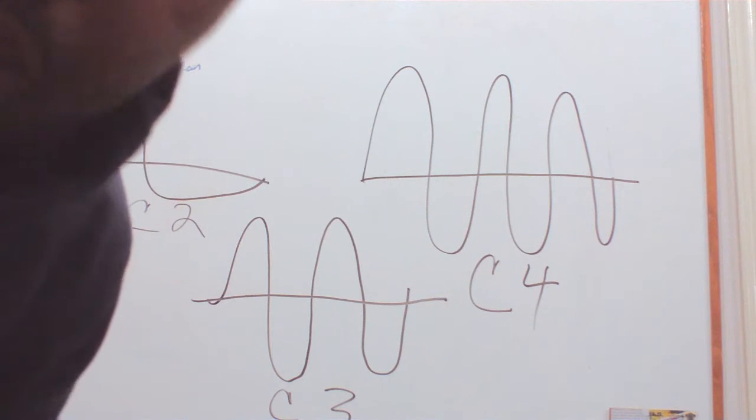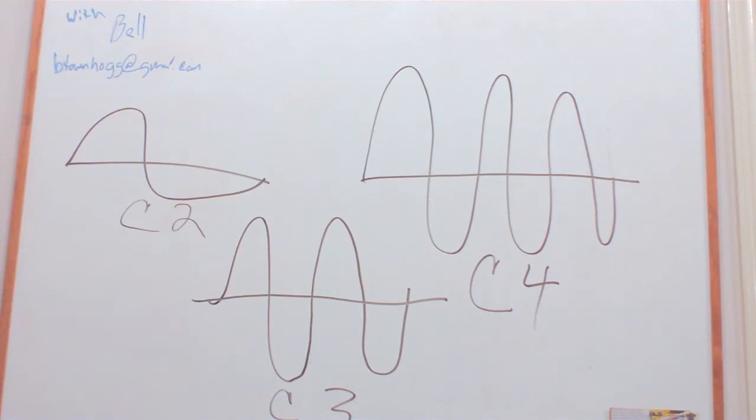Okay? Alright, so that's pretty much what that example means. Take a look at it again. C2, C3, and C4. As you go up in pitch with a waveform, the harmonic content of the waveform is going to increase as pitch goes up. Let's move on.